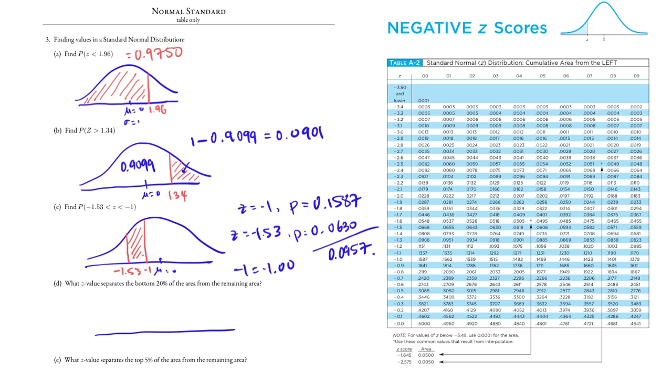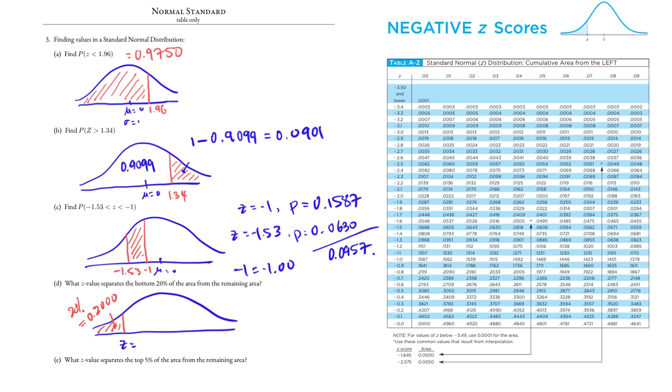Next, find the z value that separates the bottom 20% of the area from the remaining area. We would draw the graph still, and the bottom 20% is on the left-hand side somewhere. This area is 20% or 0.2000. It is customary to round the probability to 4 decimal places, and we're asked to find the corresponding z-score.